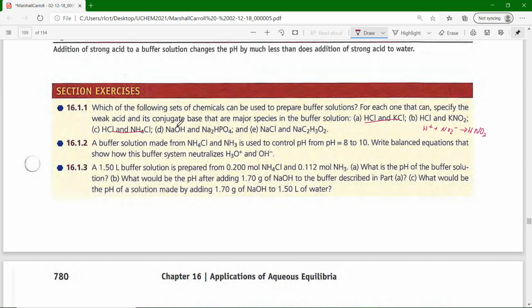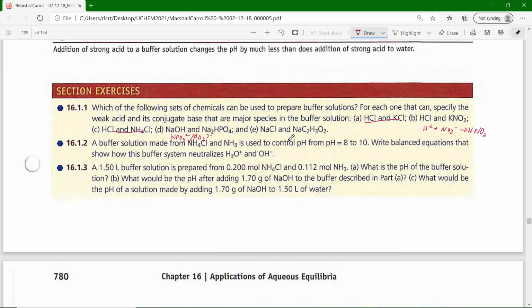NaOH and Na2HPO4. Yeah, the OH minus can react with the H2PO4 minus to take away one of those protons. So I'll have HPO4 2 minus and PO4 3 minus. So that's a buffer. NaCl and NaC2H3O2. A basic salt and a neutral salt? I don't think so. Let's take a look.